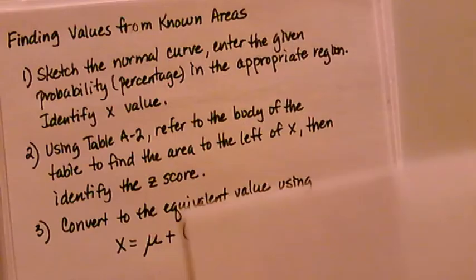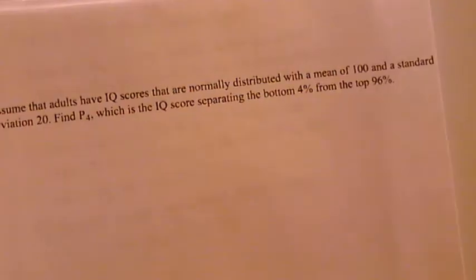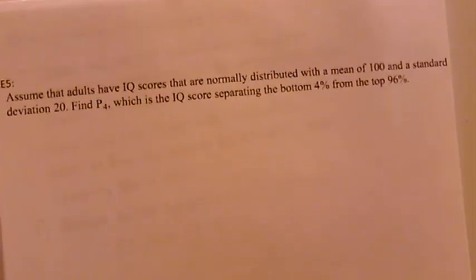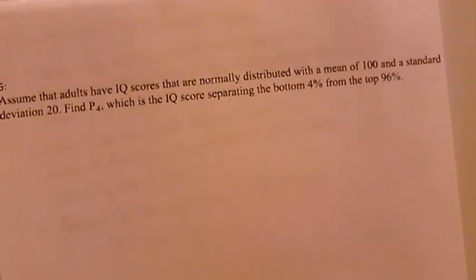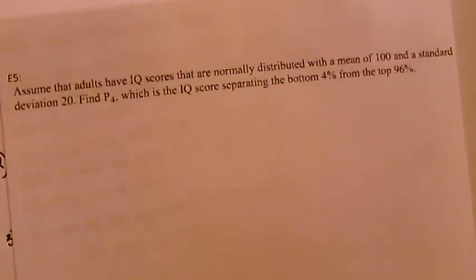All right. Here's some more examples of just finding the x values when you're given a known area. Now this one you had to draw a normal curve for this one. Assume that adults have IQ scores that are normally distributed with a mean of 100 and a standard deviation of 20. You want to find P4, that's the 4th percentile. And that's the IQ score separating the bottom 4% from the top 96%.